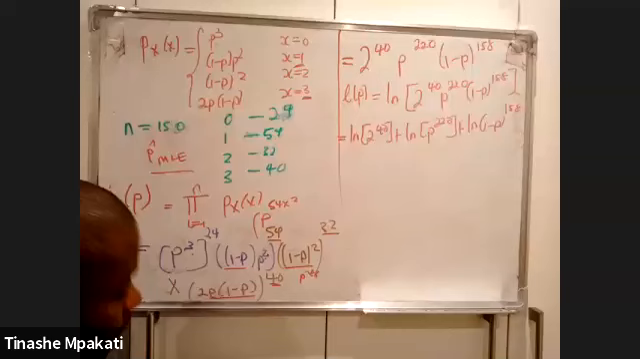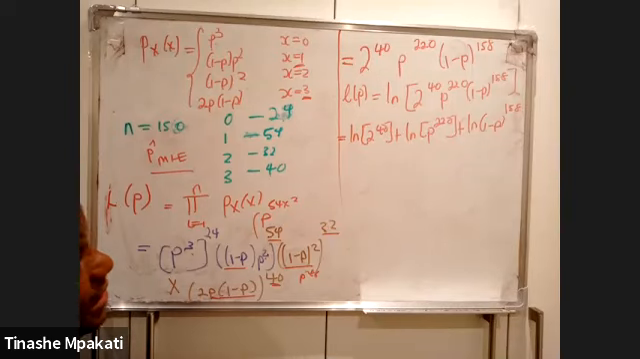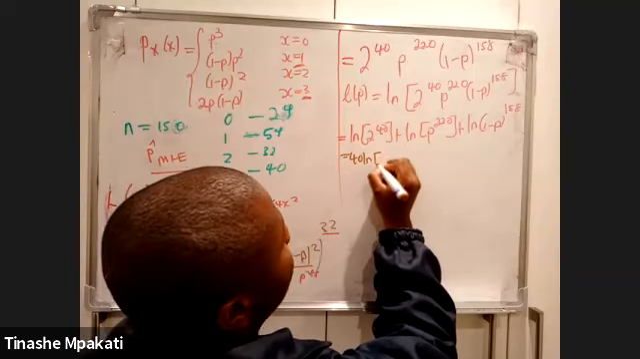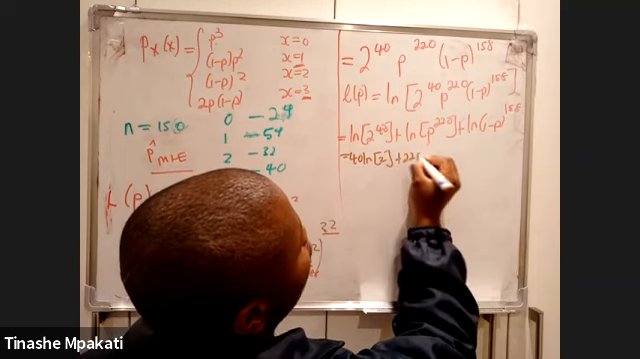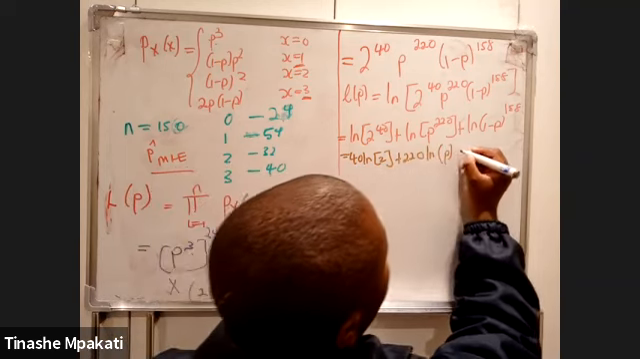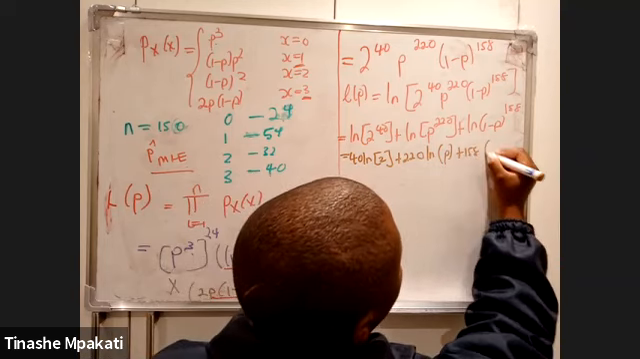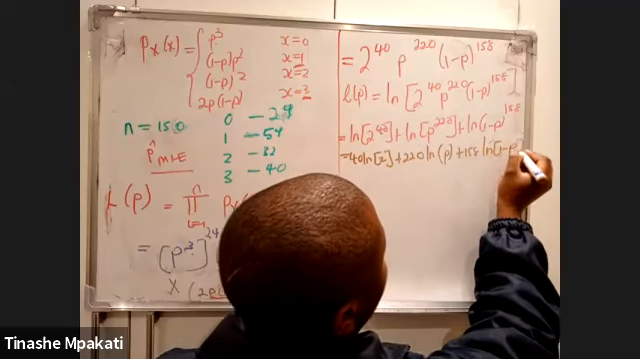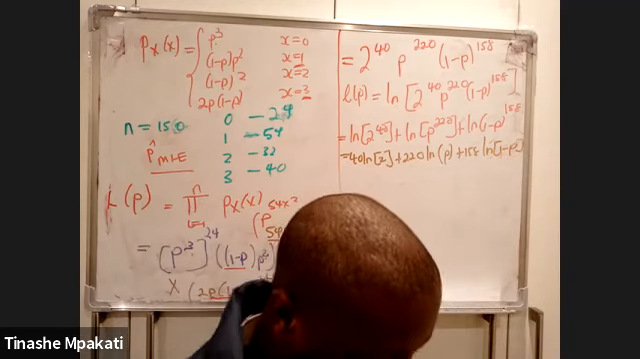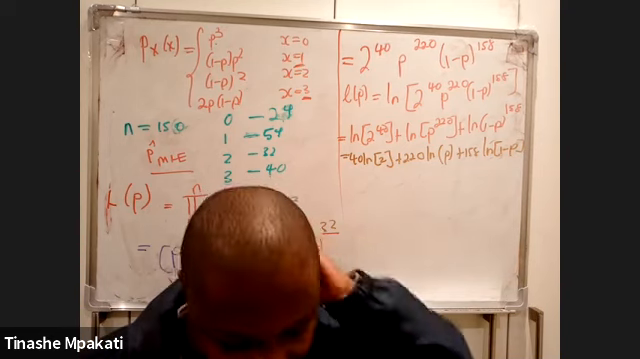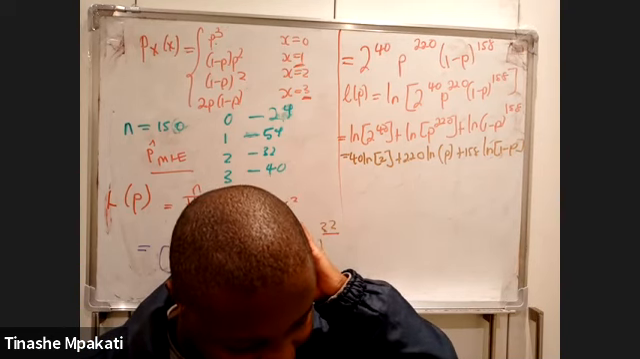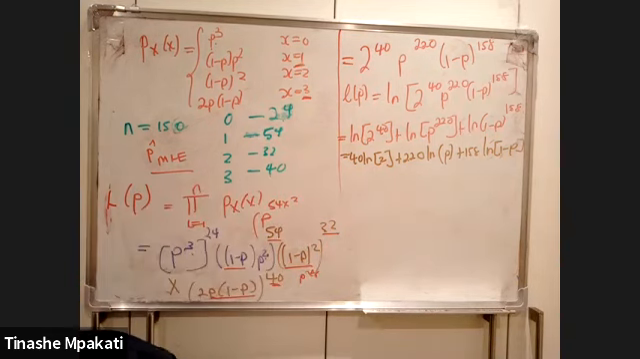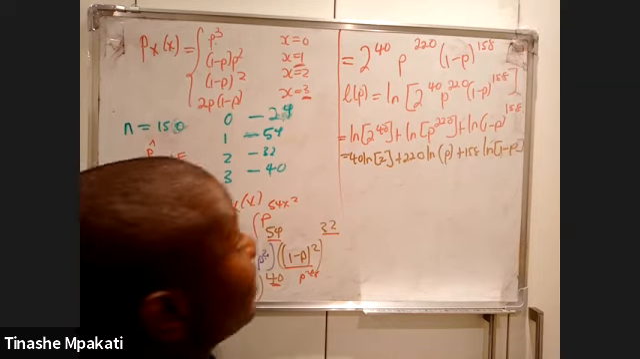And from there, we are going to simplify this mathematically, so that we have 40 multiplied by ln 2 plus 220 multiplied by ln p plus 158 multiplied by ln(1 minus p). Cool. Guys, are you following? Can I just get a reaction to make sure that we're together? Awesome, cool.